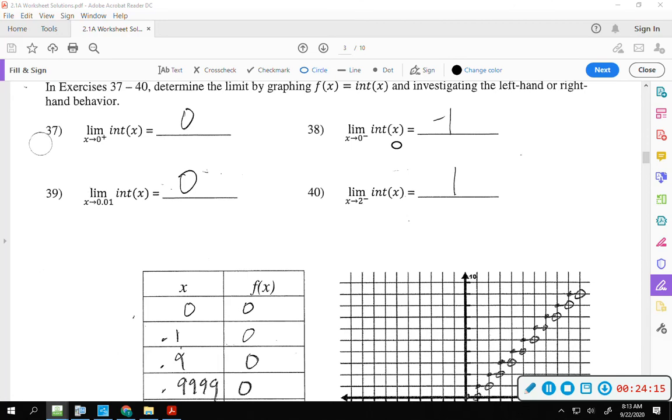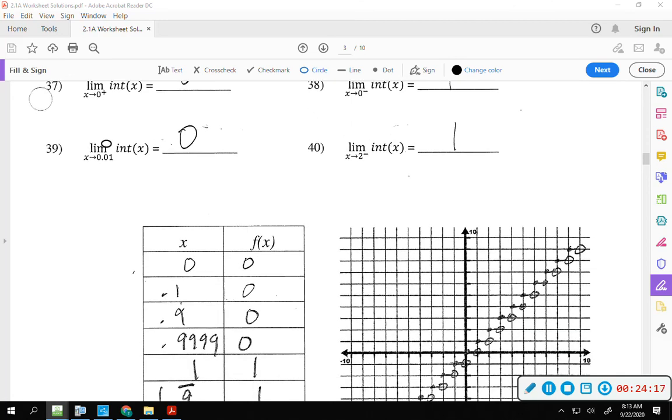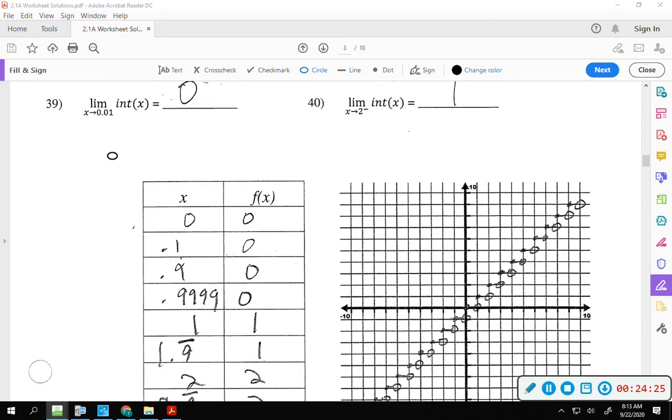Okay? What is the limit as x approaches 0.01 of the integer function? Notice there's no plus or minus here. Well, because if I plug in 0.01, I get out 0. And as I approach 0.01 from the left and 0.01 from the right, they're both approaching 0. So even if this is a really small number, we can still approach it from the left and from the right, and we're going to approach 0.